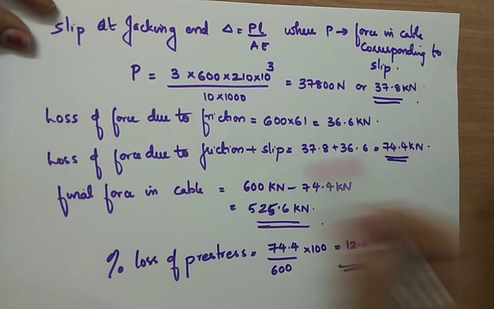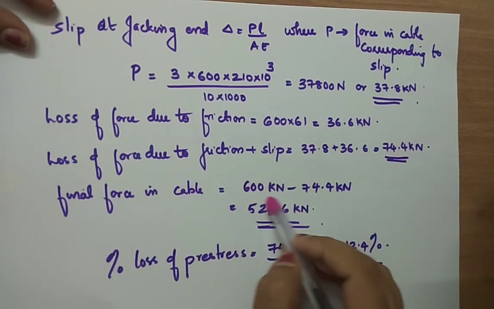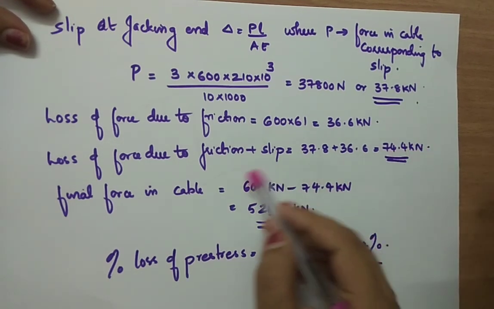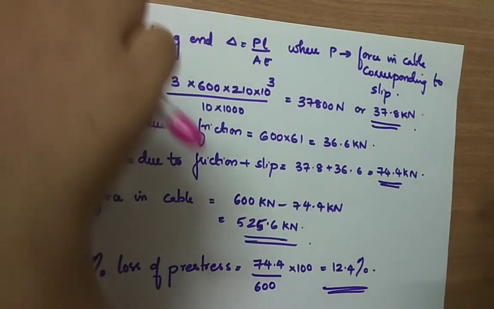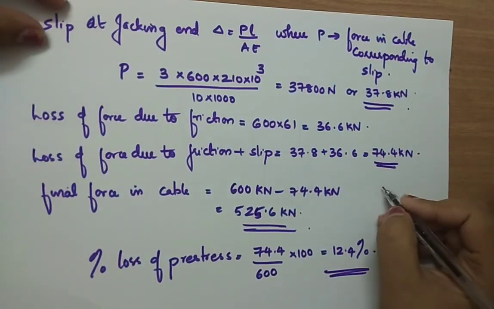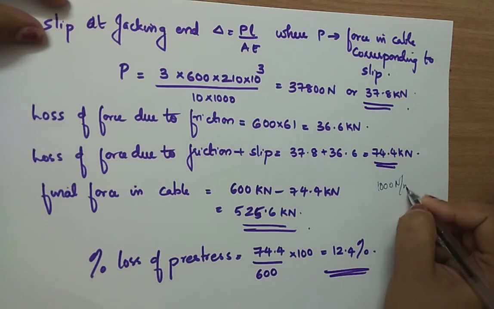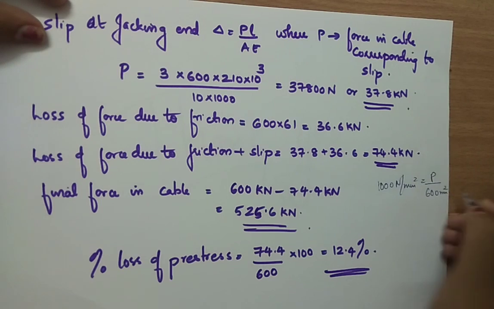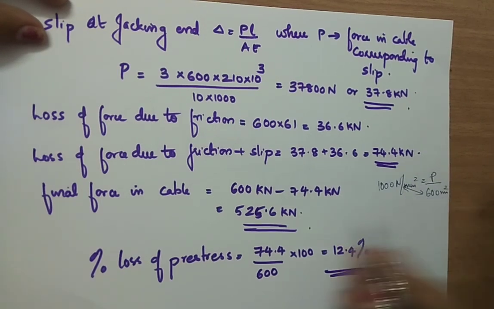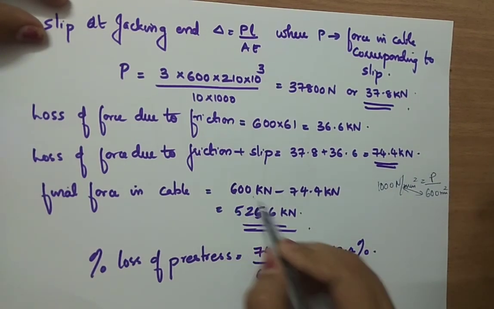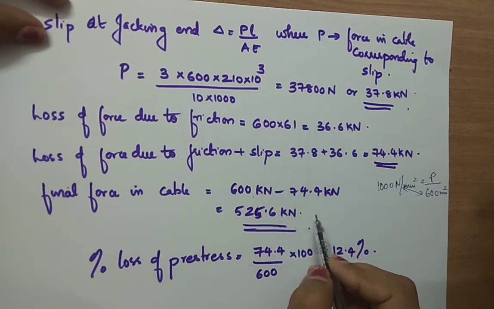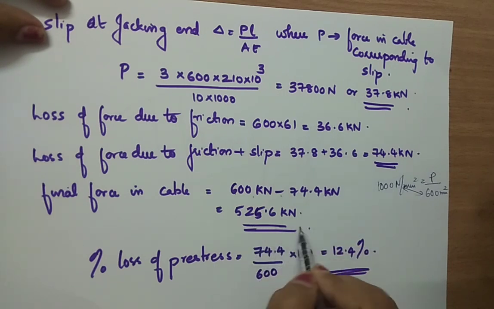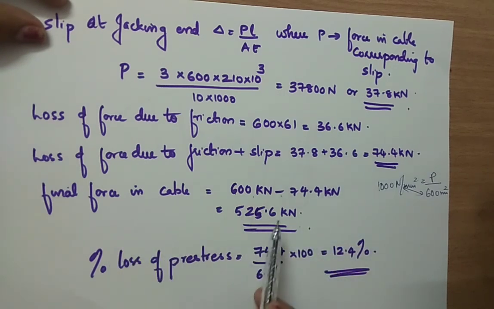In that case, the final force in the cable will be initial force minus total loss. Initial force: we are given the initial stress as 1000 Newton per mm square. Stress is equal to force by area. Area is given as 600 mm square. So initial force is 1000 into 600, which is 600 kilonewton, minus total loss, which gives 525.6 kilonewton. This is the final force in the cable.